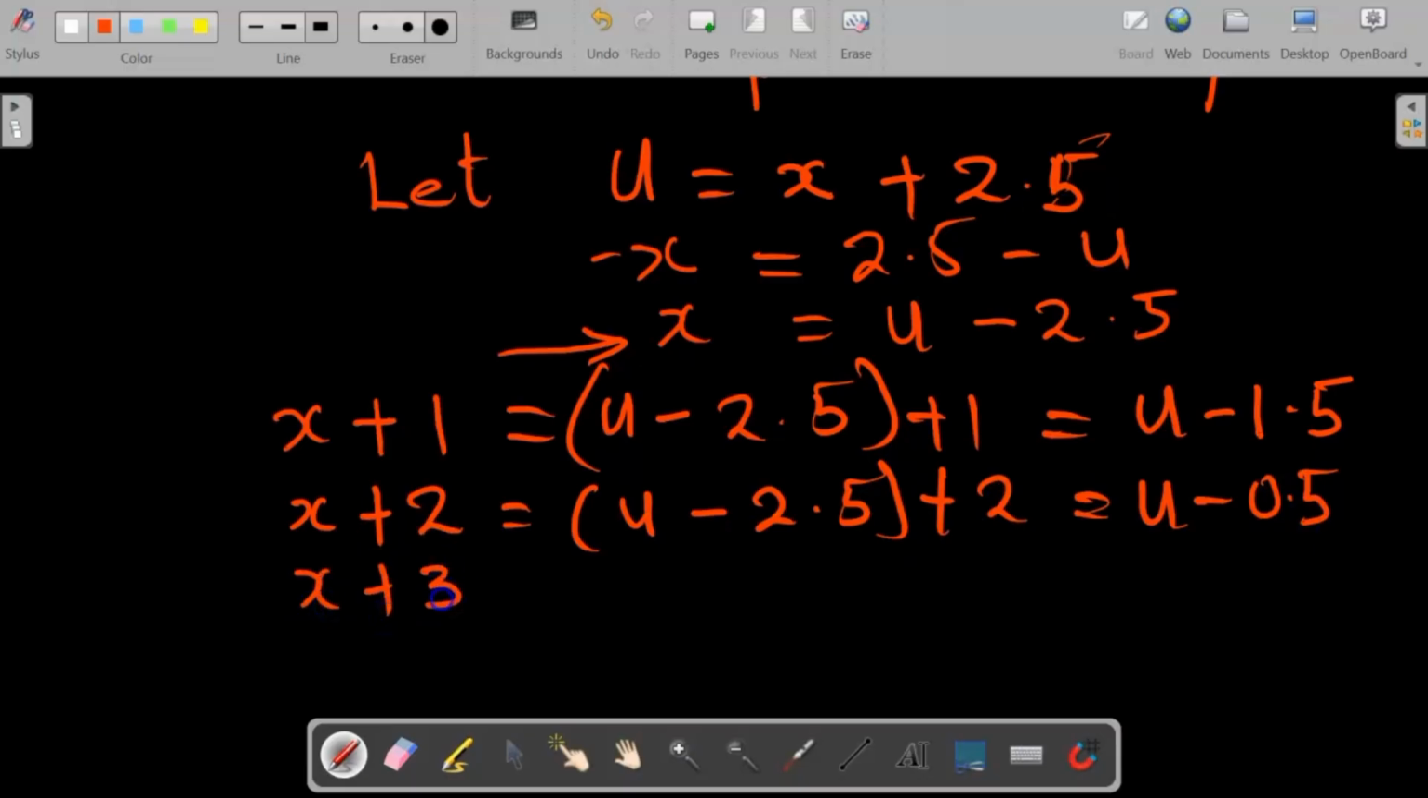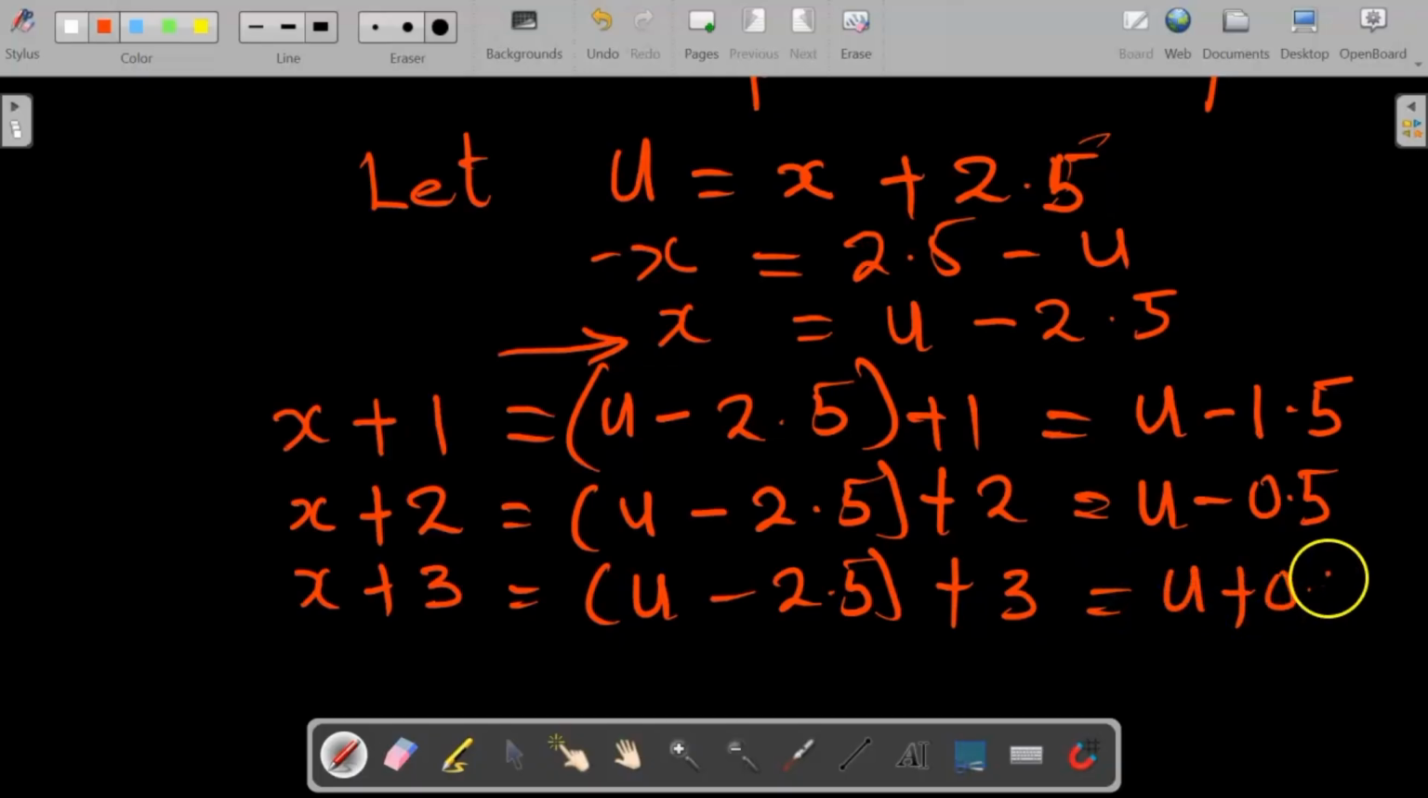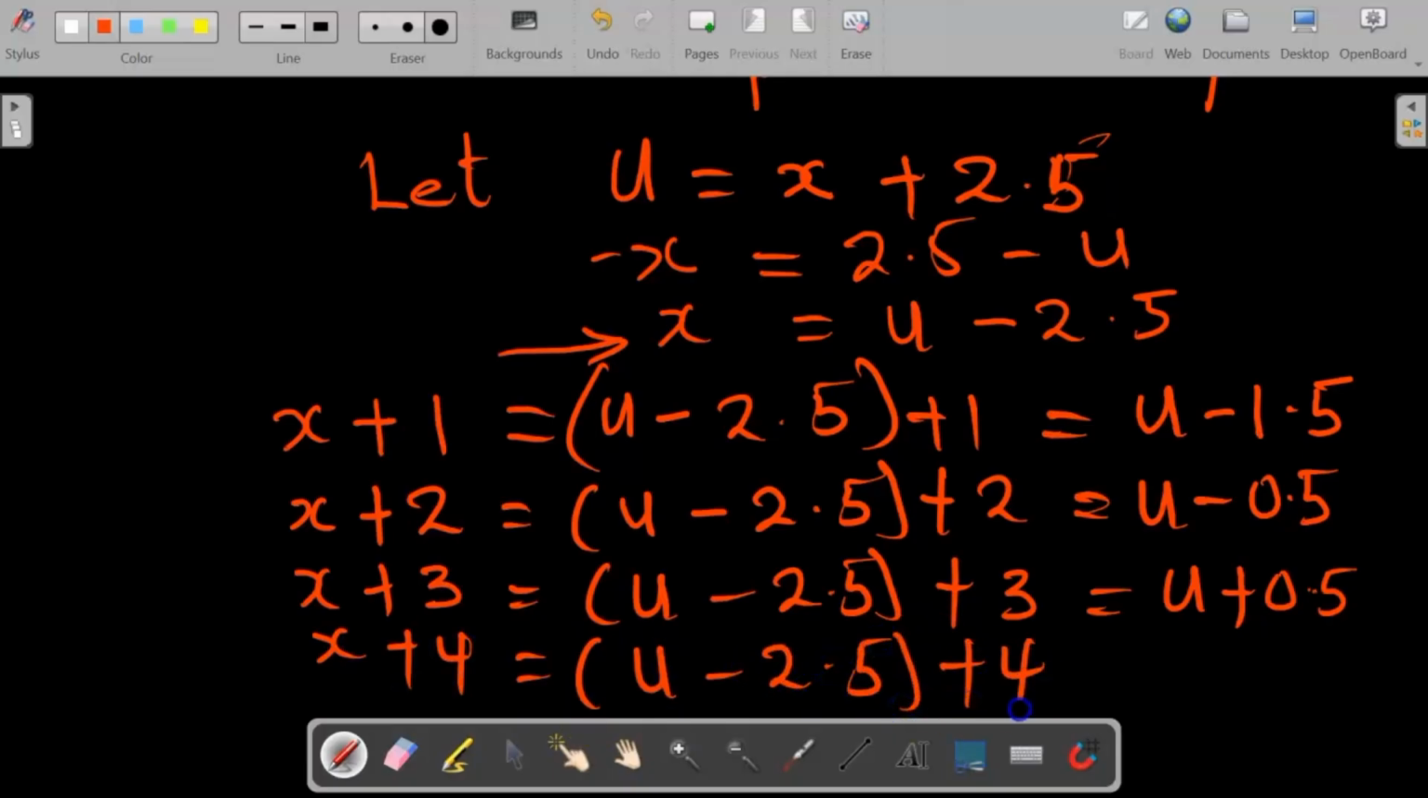X plus 3: we have u minus 2.5 plus 3. That gives us u plus 0.5. Then x plus 4: we have u minus 2.5 plus 4. That gives u plus 1.5.